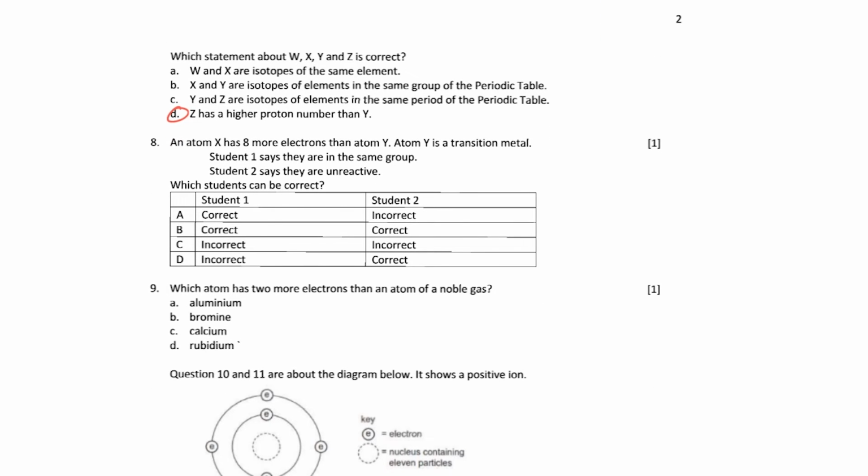An atom X has 8 more electrons than atom Y. Atom Y is a transition metal. Okay. Student 1 says that they're in the same group. Now, see if you can have elements in the transition metals that differ by 8 in the same group. So it's in the transition metals, and no other transition metal differs by 8. So I don't think that they can be in the same group. Student 2 says that they are unreactive. Transition metals are not unreactive. Noble gases are unreactive. So that means both of them can't be unreactive. One of them is a transition metal. So both of them are actually incorrect. So that is the option C.